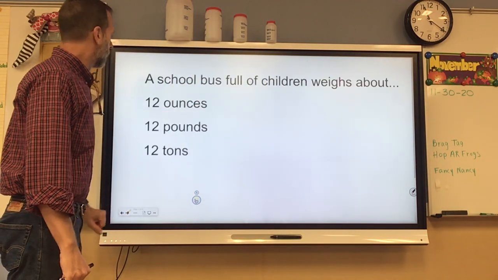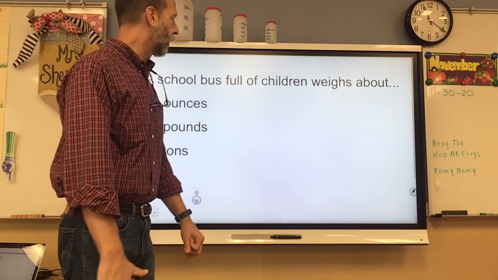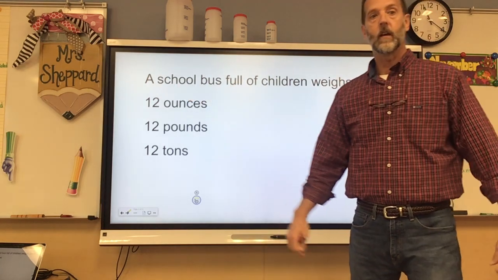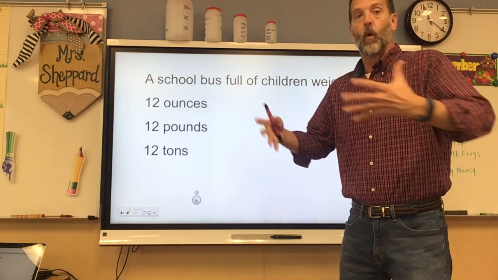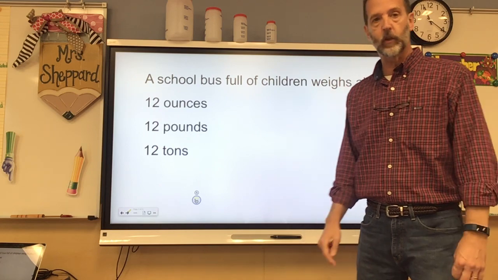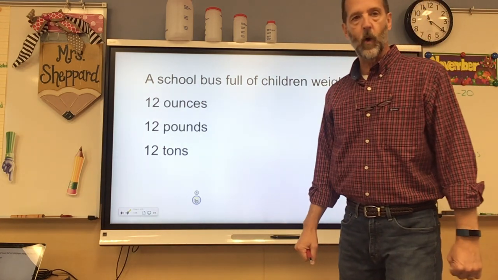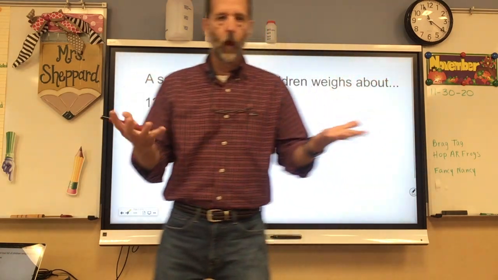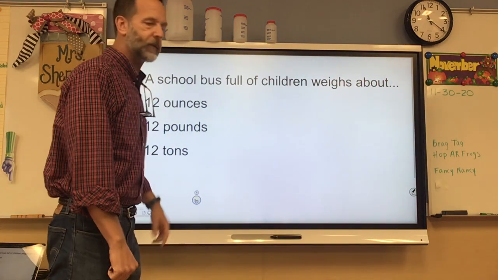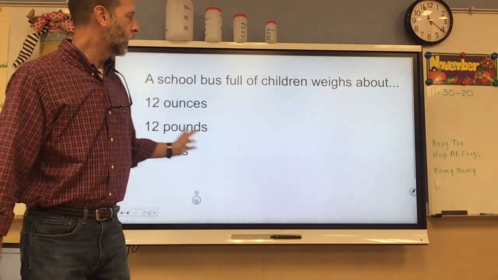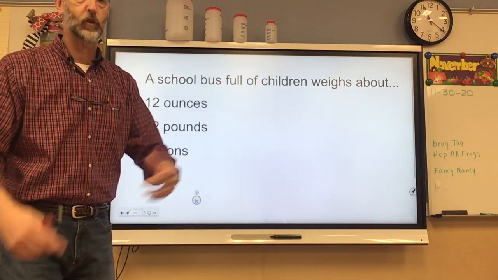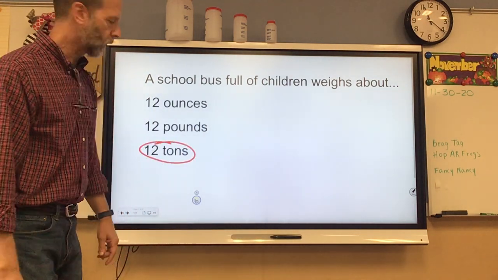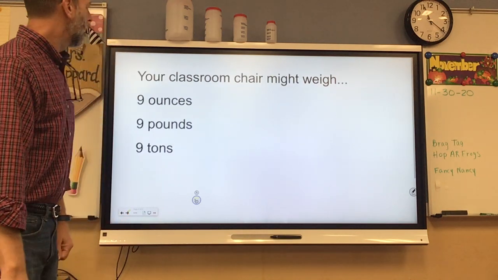All right? Let's take a look at a school bus full of children. Now, school bus, big, right? Full of children, adding more weight to it. Would it be 12 ounces, 12 slices of bread? Would it be 12 pounds, 12 loaves of bread? Or would it be 12 tons, 12 polar bears? Which would weigh the same as a bus full of children? Sure, it's going to be heavy, heavy. That's going to be 12 tons. 12 tons.